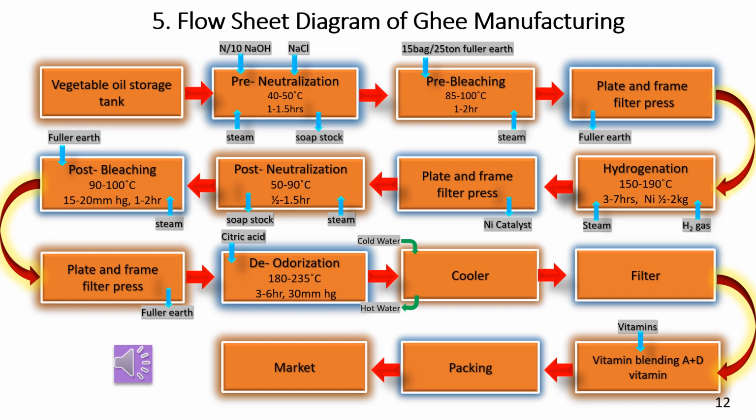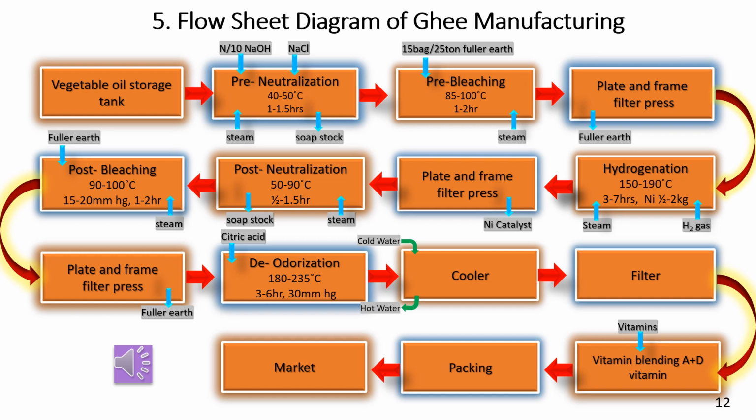Then we move towards the plate and frame filter process. Here we remove fuller earth. Then we move towards the hydrogenation chamber. Here we provide 150 to 190 degrees centigrade of temperature. We will provide hydrogen gas to our oil to hydrogenate the sample. This process will take about 3 to 7 hours, and we will provide nickel as a catalyst to our oil. We will choose the amount of nickel catalyst as half to 2 kg, and we also provide steam to our sample.